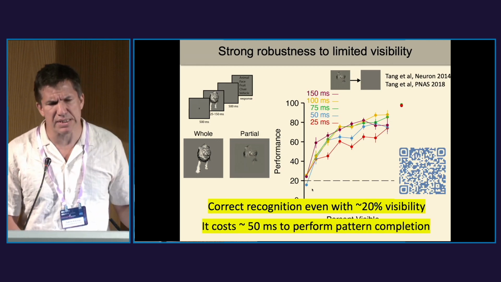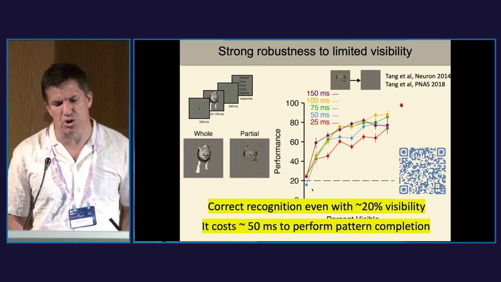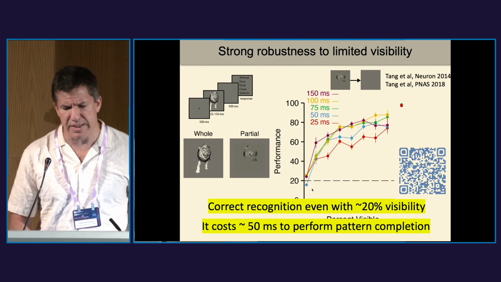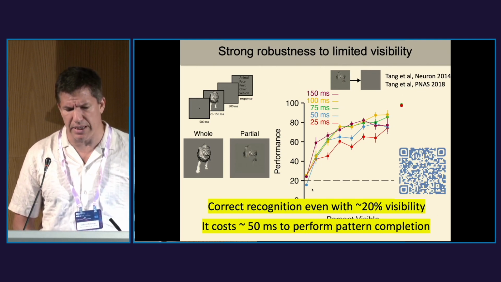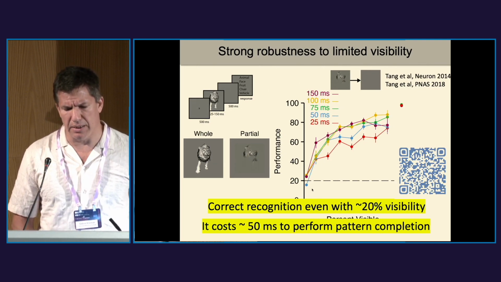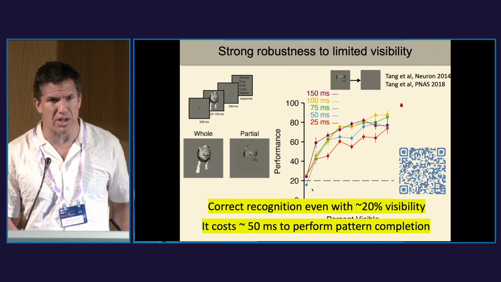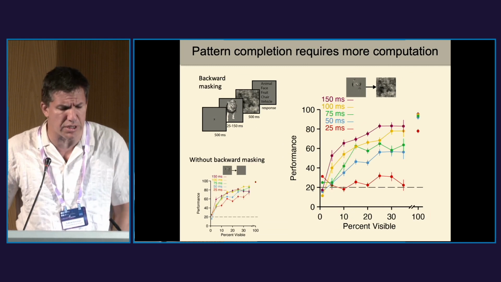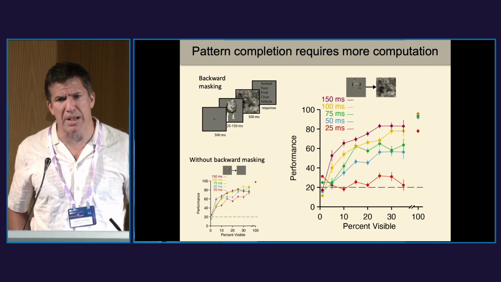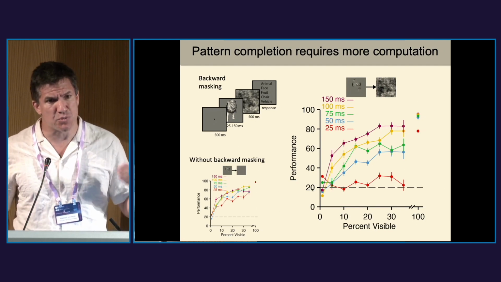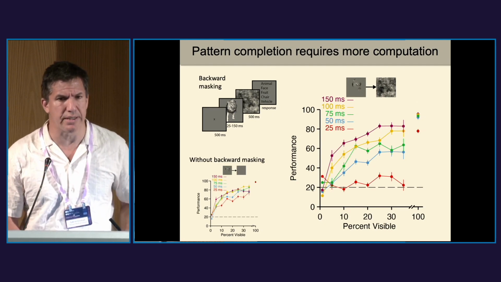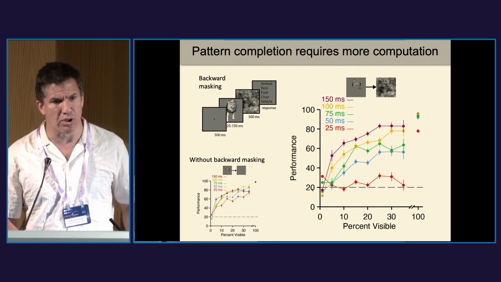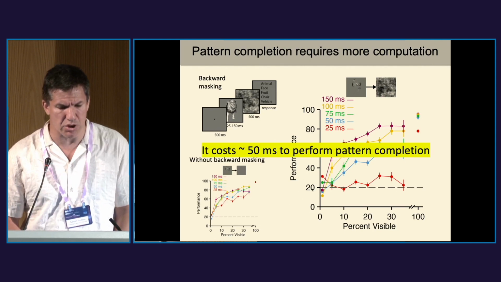And then in subsequent studies where we used a technique called backward masking, we showed that it costs about 50 milliseconds to perform pattern completion. That is, when we have these objects that are heavily occluded and you do backward masking, it takes about 50 milliseconds. It takes additional computations to perform object recognition. That's what's shown in here. So when you do backward masking, performance drops quite significantly, especially in those cases where you have very little amount of temporal exposure. With 25 millisecond exposure, people are unable to do visual pattern completion.